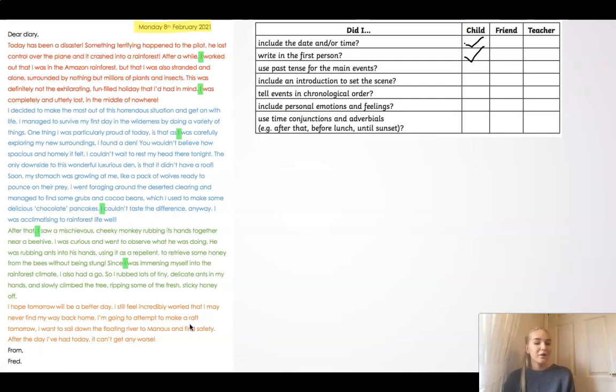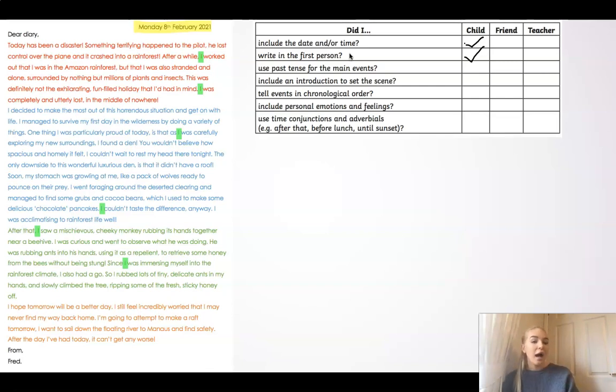And when you're thinking about your diary entry today and whether or not you've included these features, you do not need to highlight them yourself. You just need to look and read through your text one feature at a time. So I've identified that I have written in the first person, and now I'm going to have a go at identifying whether or not I've written in the past tense.